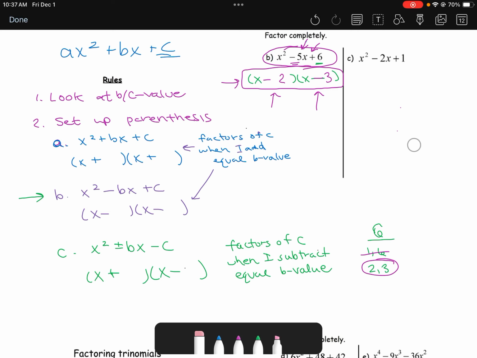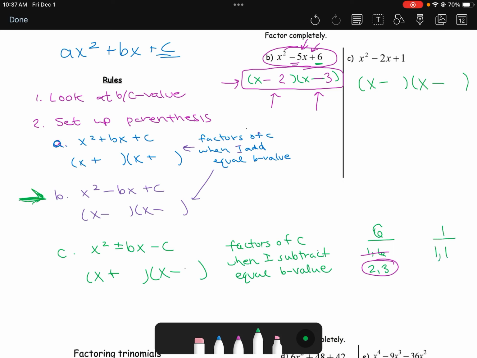Okay, so let's go ahead and do another example. First thing I'm going to do is look at my c value. It's positive. I'm looking at my b value. It's negative. So again, it's looking like this one here. So I'm going to set up my parentheses. Now I'm looking at my c value. Well, my c value is 1. The only factors of 1 are 1 and 1. If I add 1 plus 1, do I get 2? Yes, I do. And because the signs are the same, it doesn't matter. We're done. That is all there is to it.